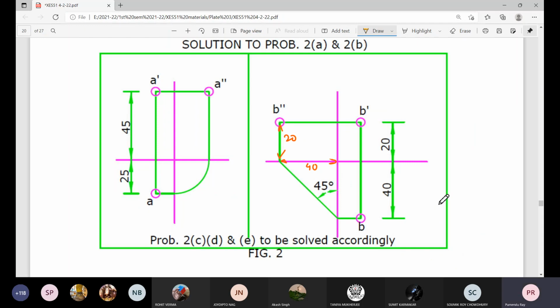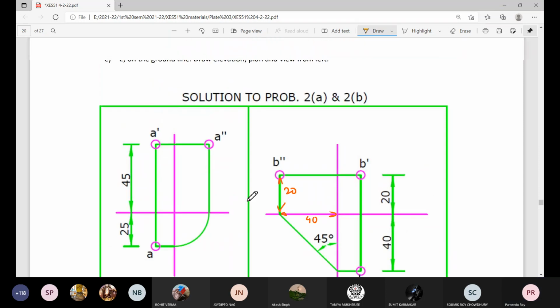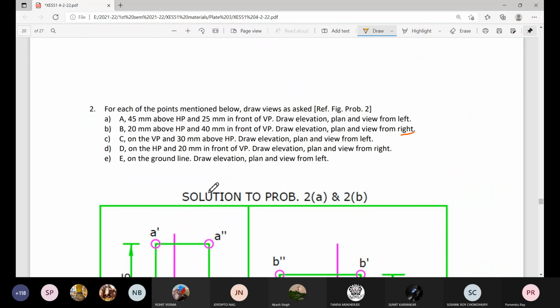And definitely you can solve the remaining parts C, D, and E. C is on the VP and 30 millimeter above HP. Draw elevation, plan and view from left. D on the HP and 20 millimeter in front of VP. Draw elevation, plan and view from right. E on the ground line. Draw elevation, plan and view from right. So it will be easy for us if we take up a 3D pictorial like thing.